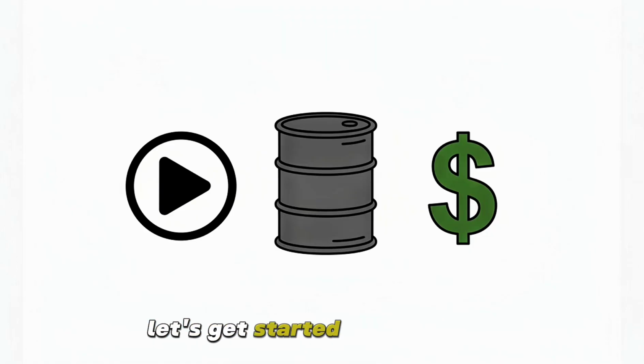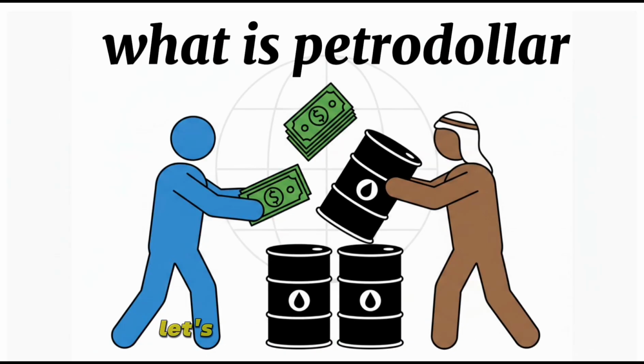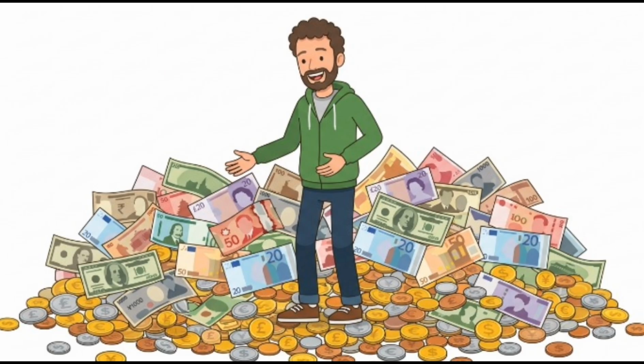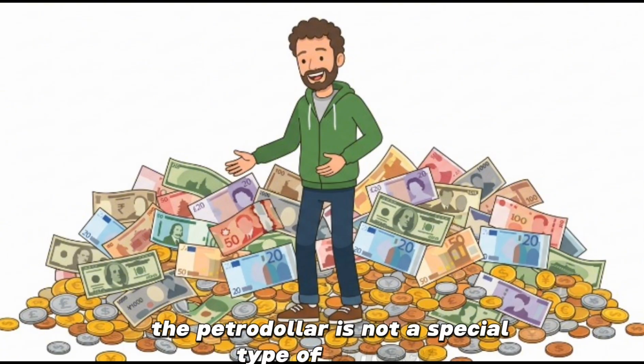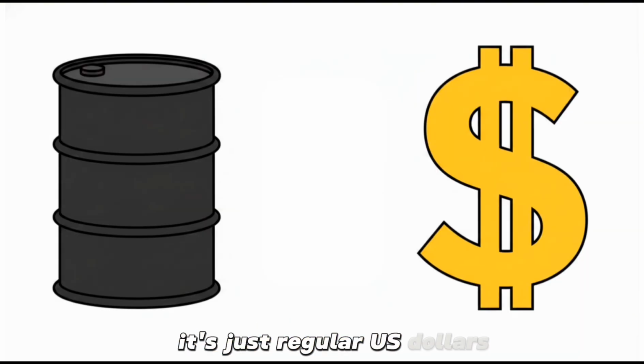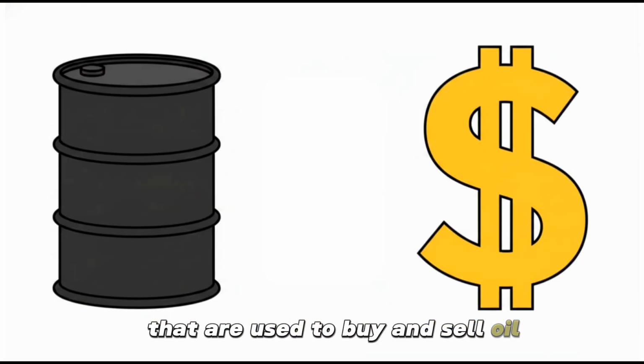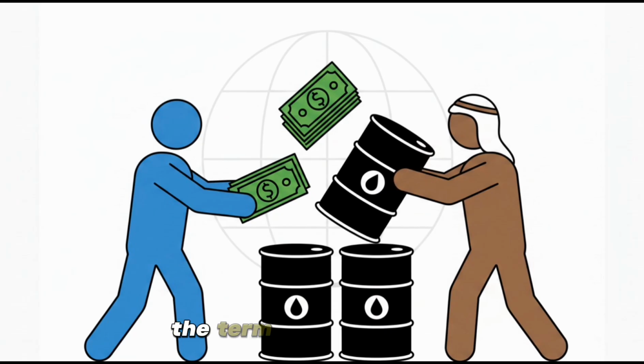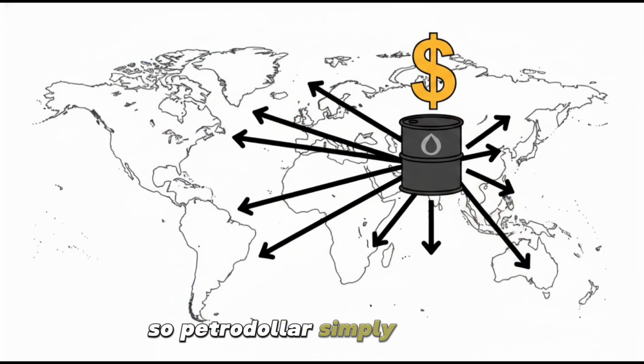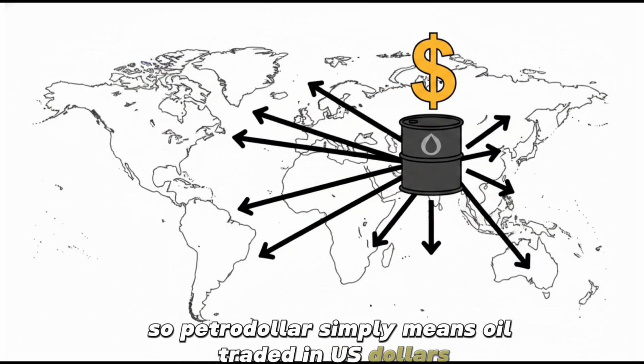Let's get started. Before we talk about the petrodollar, let's first understand what it actually means. The petrodollar is not a special type of currency, it's just regular US dollars that are used to buy and sell oil on the international market. The term petrodollar comes from petroleum, which means oil, and dollar, which is the US currency. So, petrodollar simply means oil traded in US dollars.